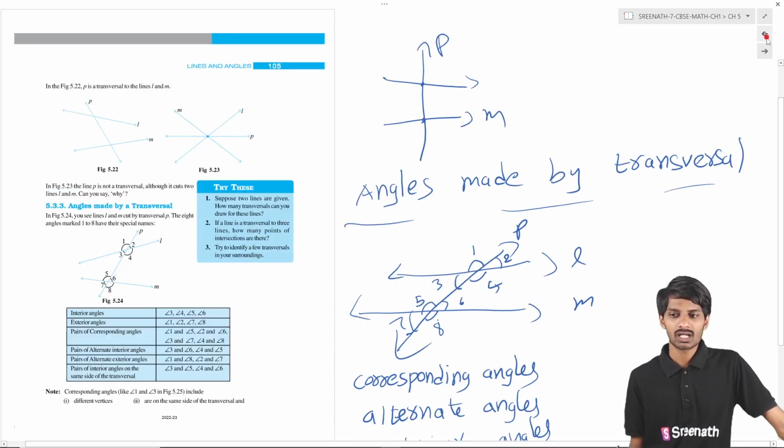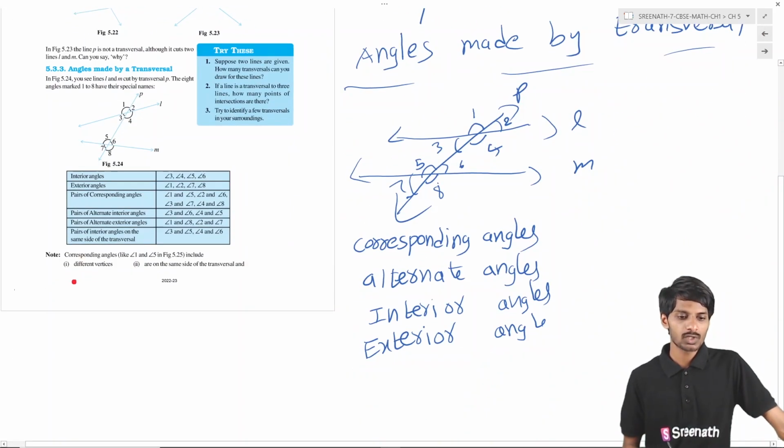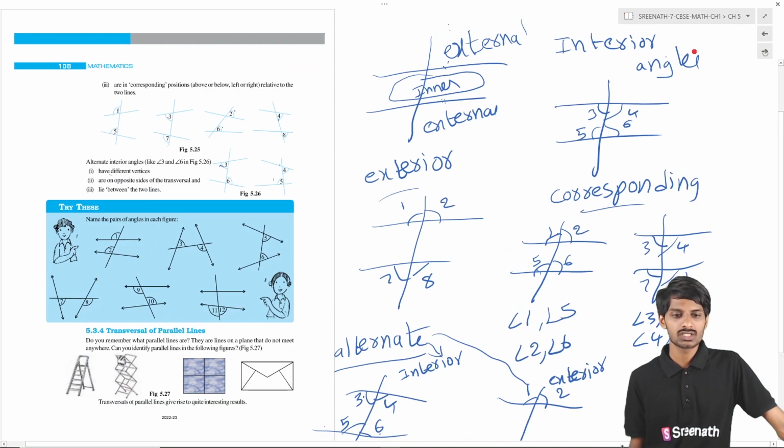What are the conditions for corresponding angles, friends? For corresponding angles, they are at different vertices. If you see at this vertex, this vertex, and this vertex, all are different vertices. Suppose there is this angle, these two are at the same vertex, but here there are two vertices, no. This is the meaning of different vertices.